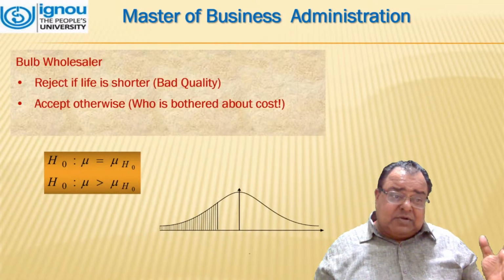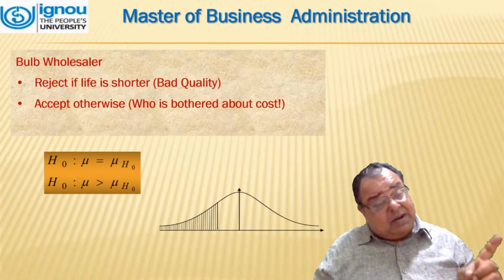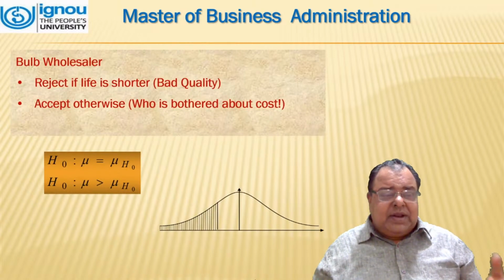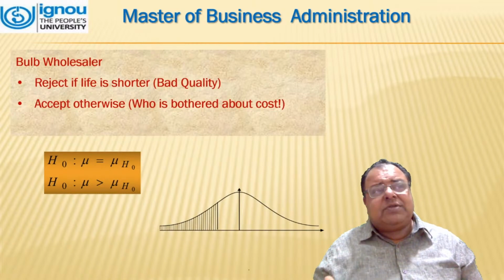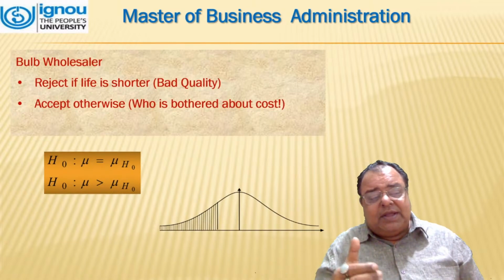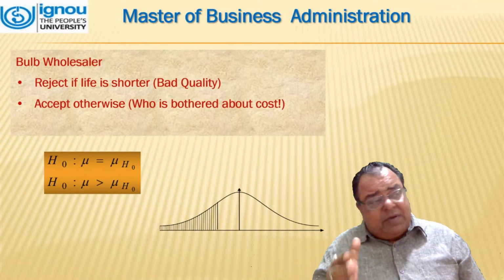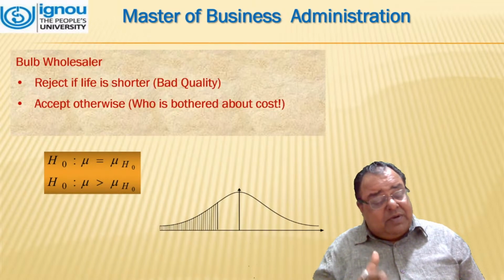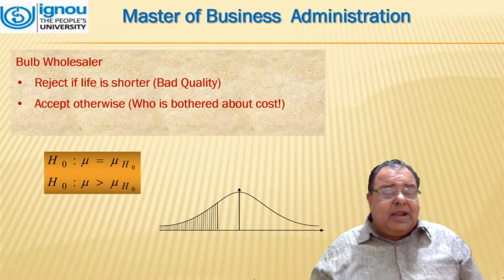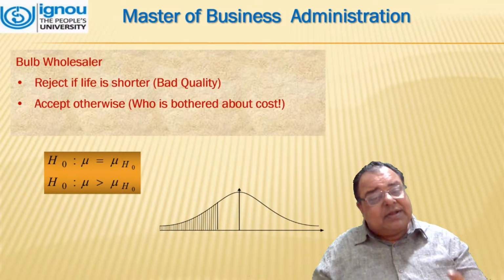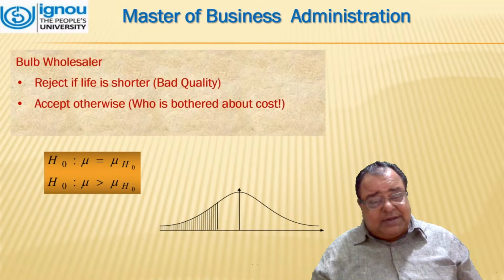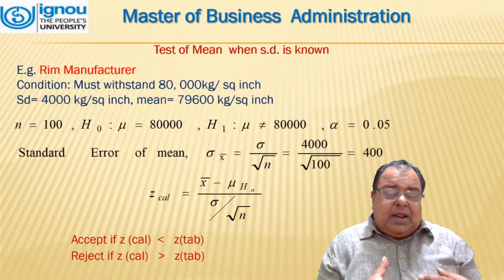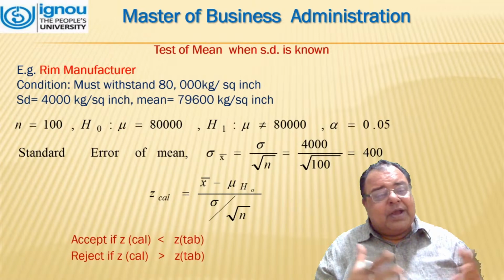These are the two conditions which come while we are drawing up the conclusion. That was for the manufacturer. Now for the bulb wholesaler, we reject if life is shorter, that is, of bad quality, and accept otherwise. See the change. H naught is mu equal to mu H naught, but in this case the second part changes: H1 is mu greater than mu H naught. Similarly, its graph changes. That means the region changes, or in other words, the population probability changes.